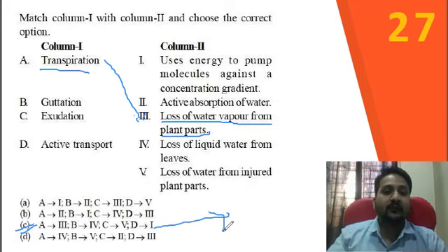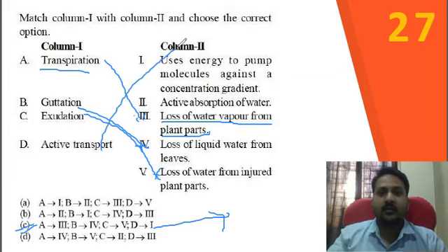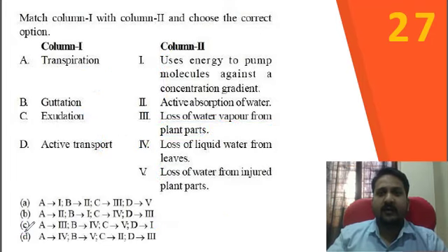Now you test yourself. A with 3, with B we are going 4. That is guttation is the loss of liquid from the leaf, exudation. That is 5. C goes with 5, that is loss of water from the injured part, and D goes with 1, that is the use of energy. That is question number 27. The answer is C as we have marked.